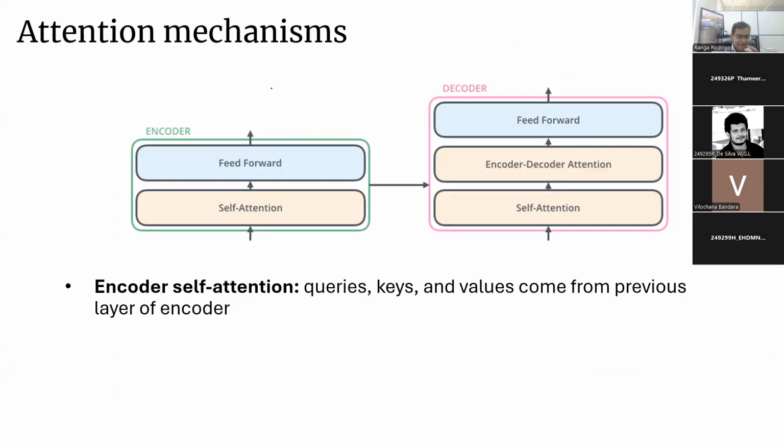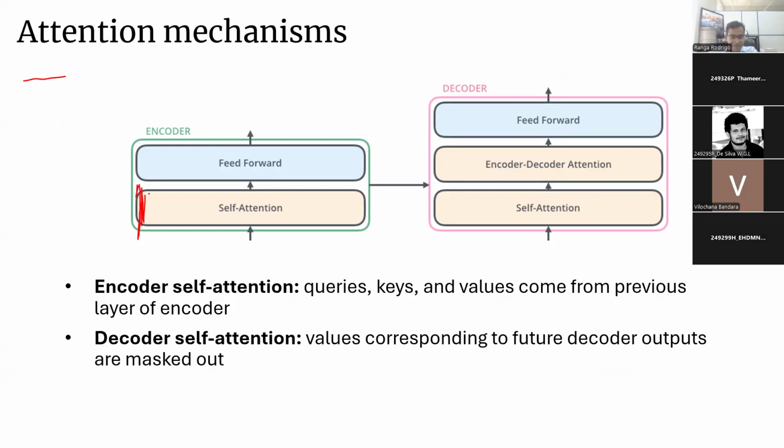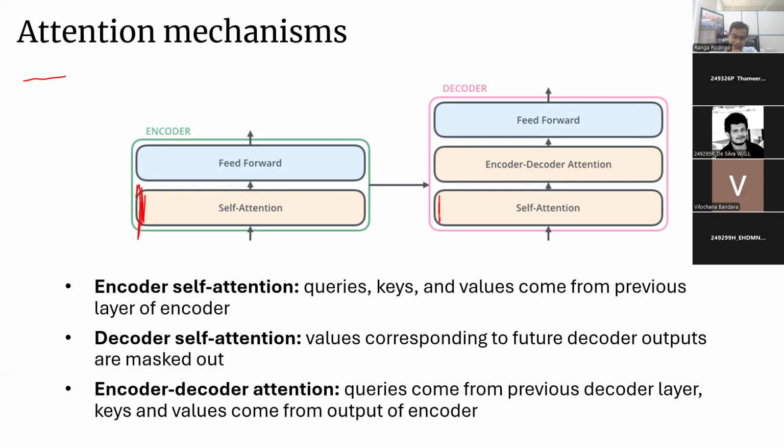Encoder self-attention: queries, keys, and values come from the previous layer of the encoder. So you can see the attention is here, that one we are talking about. And then decoder self-attention: values corresponding to the future decoded outputs are masked out. We will see what masking out means, anyway, that is self-attention. Then finally encoder-decoder attention, this attention block.